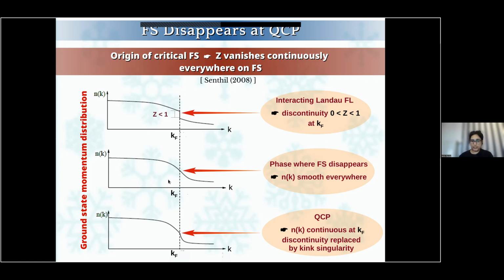But now imagine the situation when the first picture is changing into the second. That means Z has just gone to 0. In this case, n of k is continuous everywhere, but its derivative is discontinuous. That means the discontinuity has been replaced by a kink singularity. Therefore, we can still identify the position of the Fermi surface and the Fermi momentum by locating this kink singularity. But since Z has gone to 0, we can no longer meaningfully define the quasiparticles.